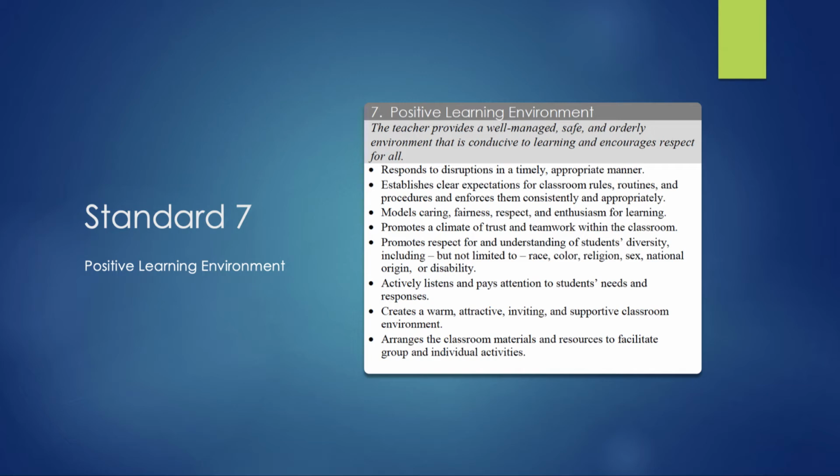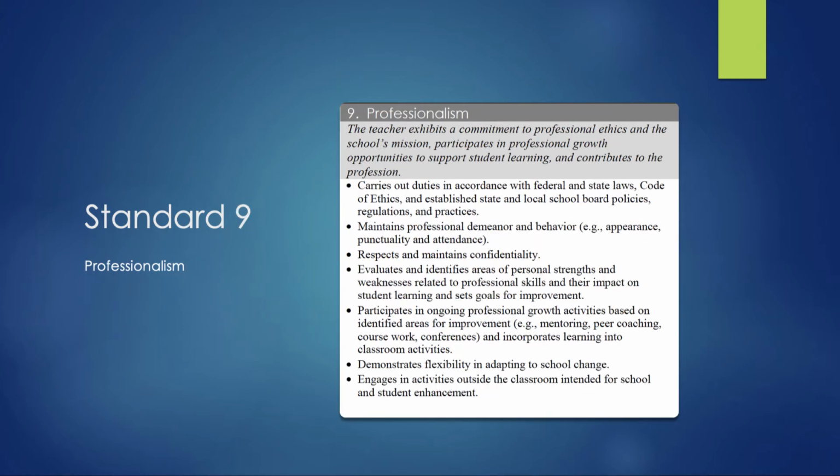But an evaluator should always see a teacher actively listening and paying attention to students' needs. A teacher should always create a warm, inviting, and supportive classroom. A teacher should regularly have materials at the ready, so some of these criteria would be behaviors regularly demonstrated.